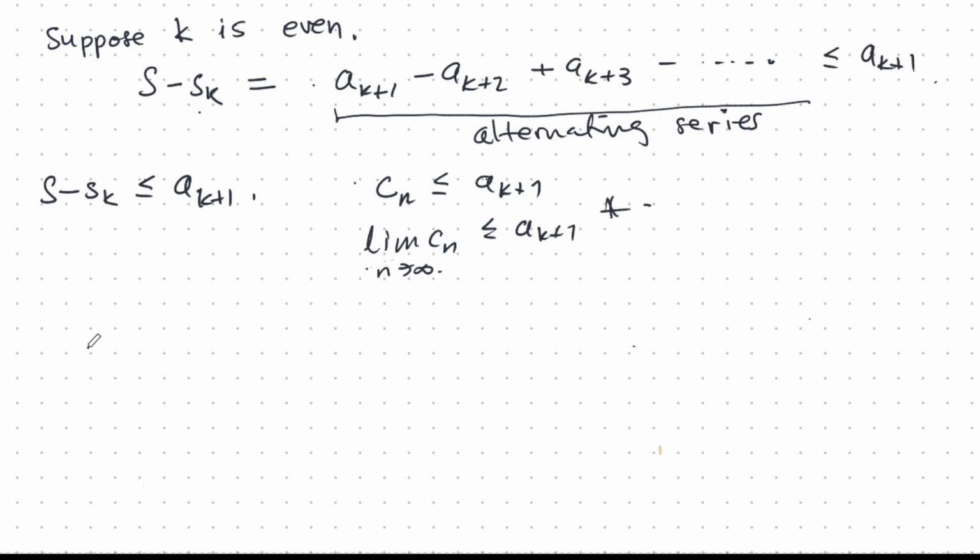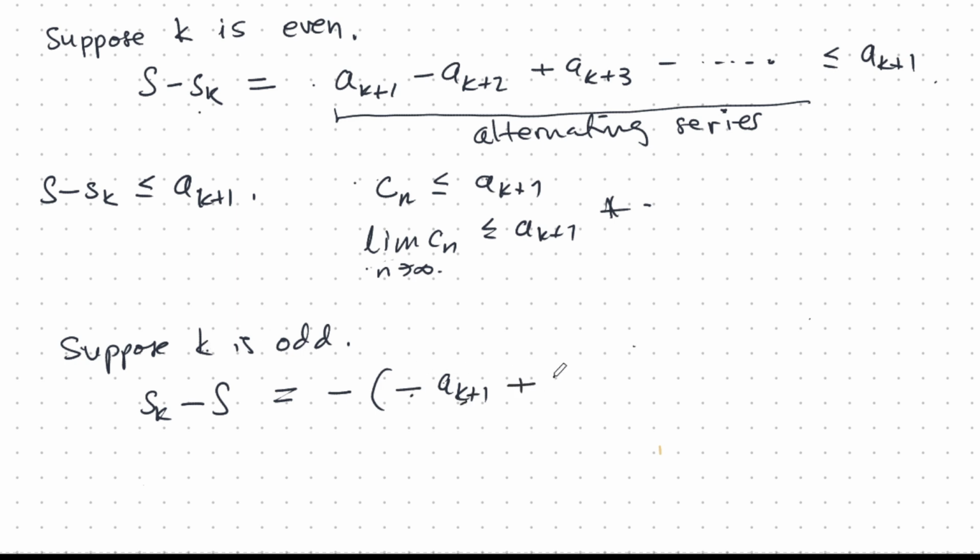So what happens when k is odd? Well, the odd partial sums are above, so we want to subtract the other way to get something positive. And this will kill off the first k terms. I have a minus here, so this is minus a_{k+1}. Why minus a_{k+1}? Because k is odd, k plus 1 is even, so there's a minus in front. Then a_{k+2}, a_{k+3}, and so on.